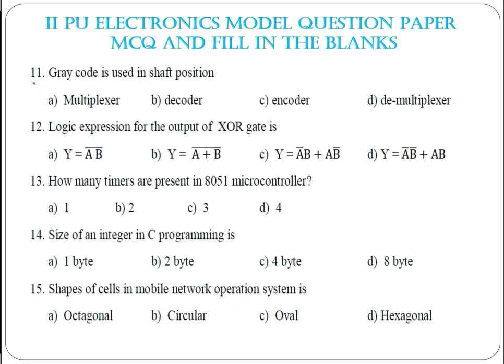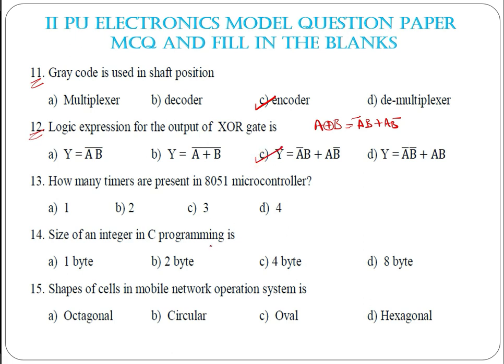Then 11th question. Gray code is used in shaft position as what? Encoder. Shaft position encoder represents the analog data generated by a continuous change in the angular position of the shaft. So next question, logic expression for output of XOR gate is. Usually XOR gate you have been a practice to write like this. This is nothing but A bar B plus A B bar. So check in this option.